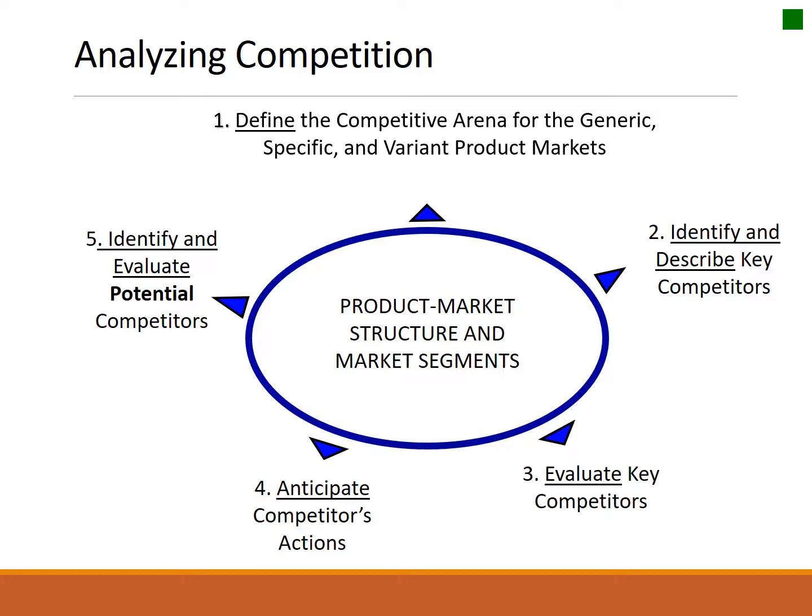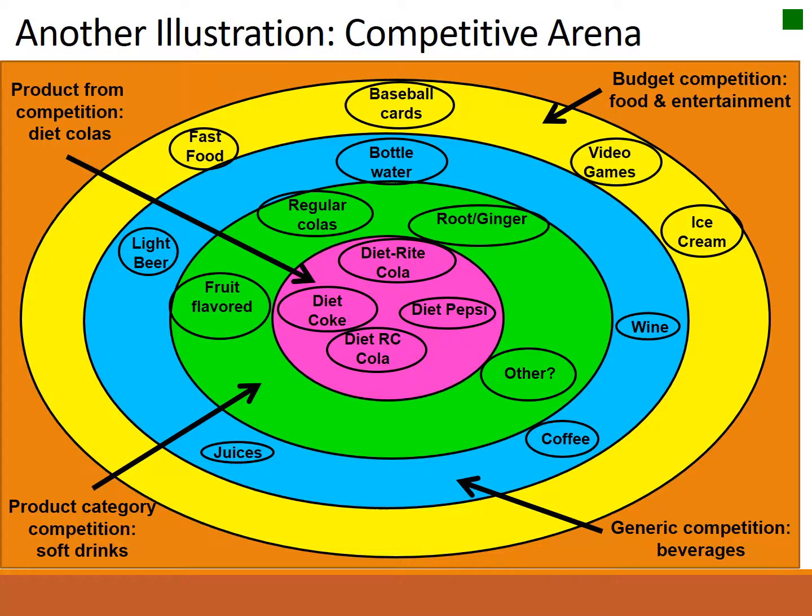When we get back to identifying and describing our key competitors, we can use illustrations of competitive arenas. In this particular case, we have direct competitors who are identified in the middle. So the product is the Diet Cola variant within a particular product structure. We have direct competitors who are also diet carbonated beverages here in the middle.